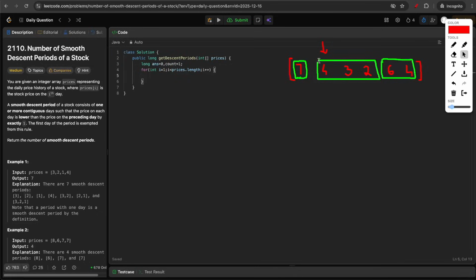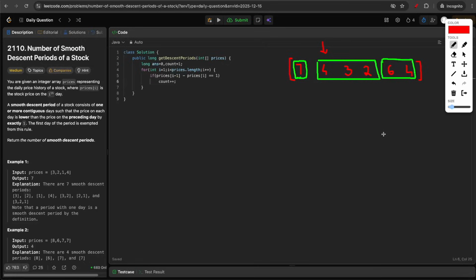So now we check whether index I equal to 1 is exactly one value less than the previous value. If prices of I minus 1 minus prices of I is exactly equal to 1, then our count increases. But in this example, we can see that price of I minus 1 is 7 and price of I is 4. So 7 minus 4 is 3. So that means right here only it breaks.